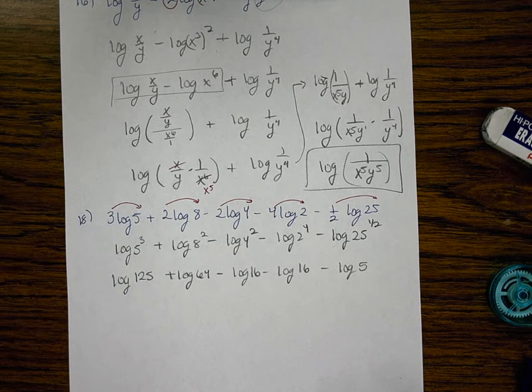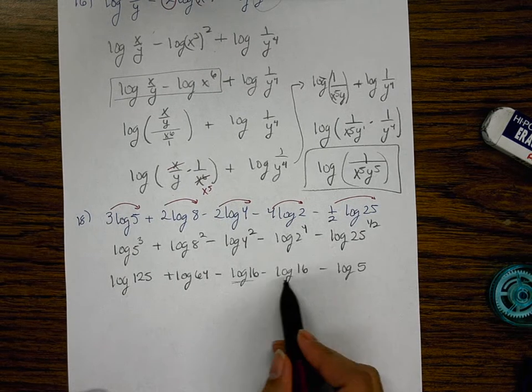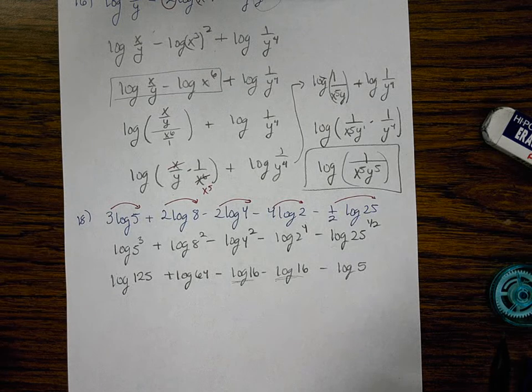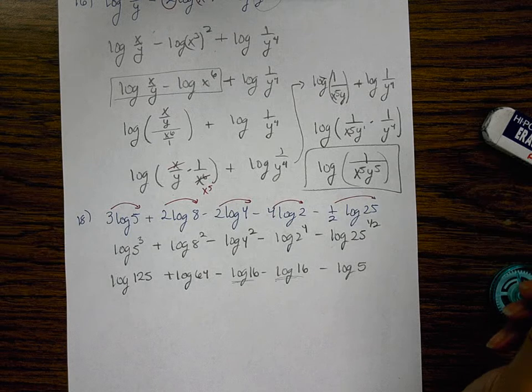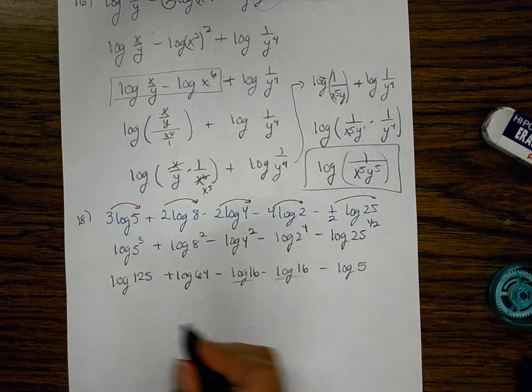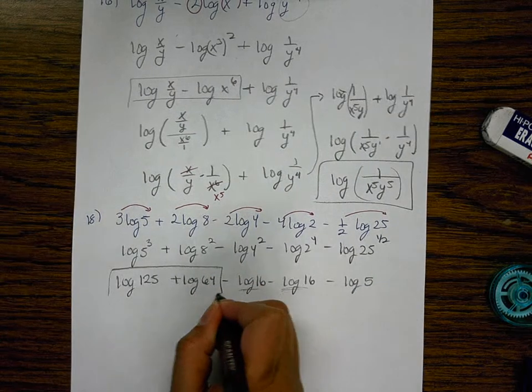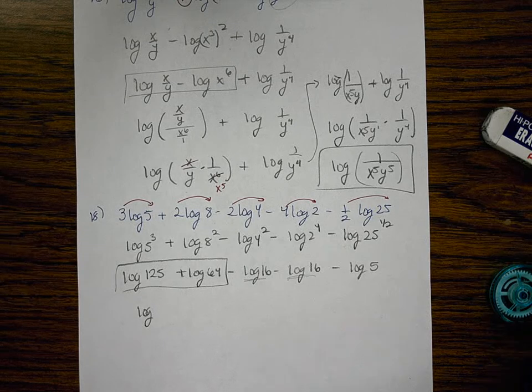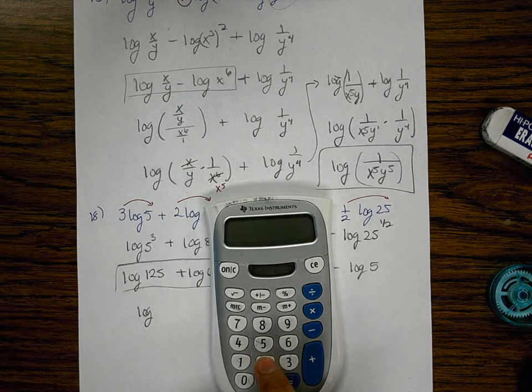Okay, I'm just going to go from left to right. Now, technically, if you wanted to, you could combine those two like terms and call it -2 log of 16 and put the 2 up as a power. You could do that. I'm not going to, but it's perfectly fine if you do. All right, so I'm going to combine these two first. It's addition, so I'm going to multiply. Log of 125 times 64.